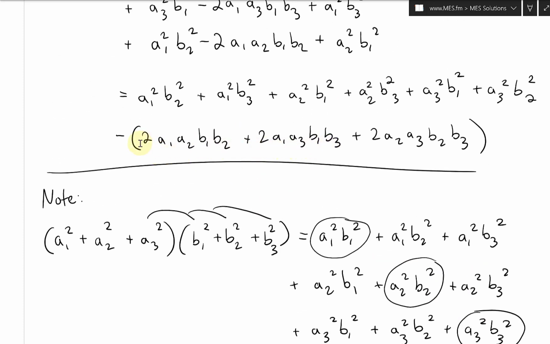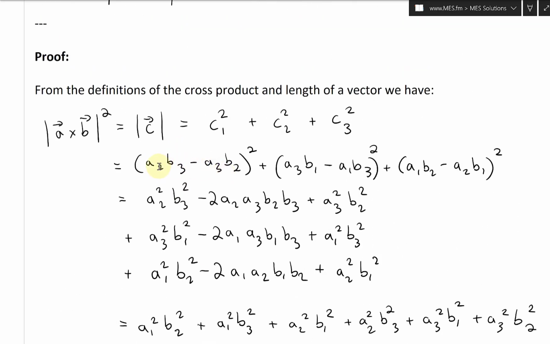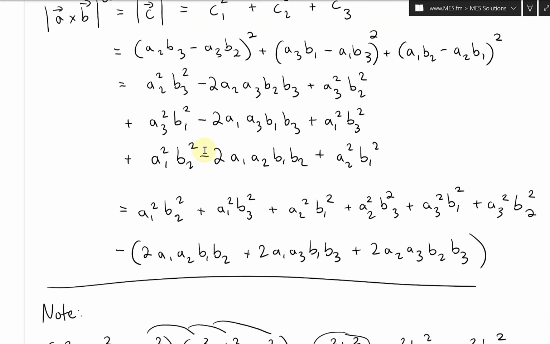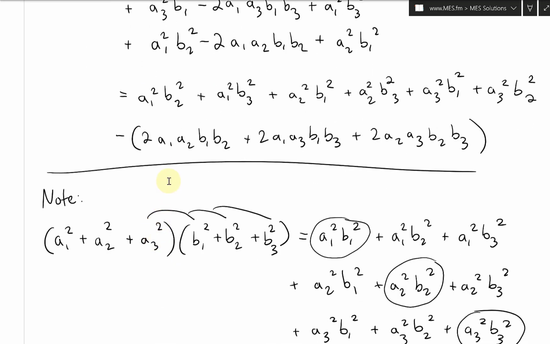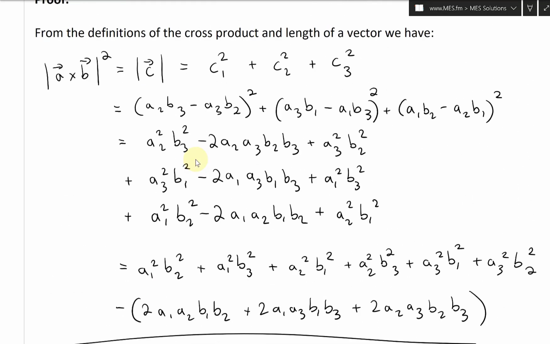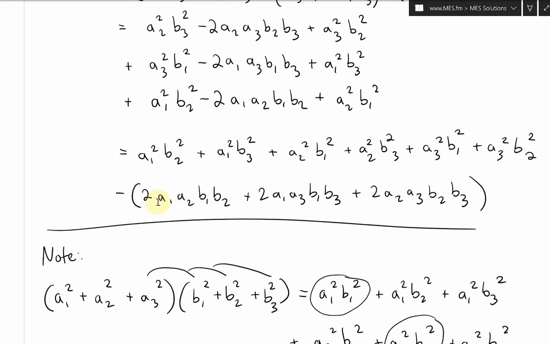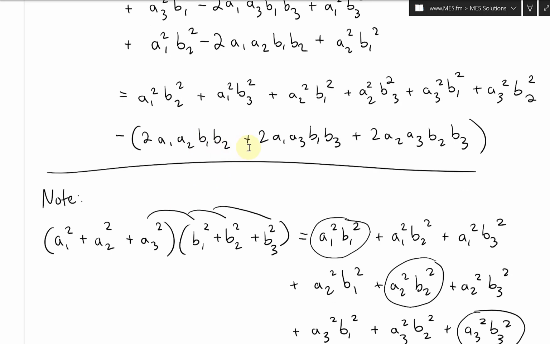So notice what we have here: 2a1a2b1b2. And these ones arise, remember, when you have these squared and you're multiplying the ones that are not itself, you're going to eventually have this 2 there. So this gives us the idea of, well, let's just try to square these ones all together. So we'll have a1b1, plus a2b2, plus a3b3, all squared.